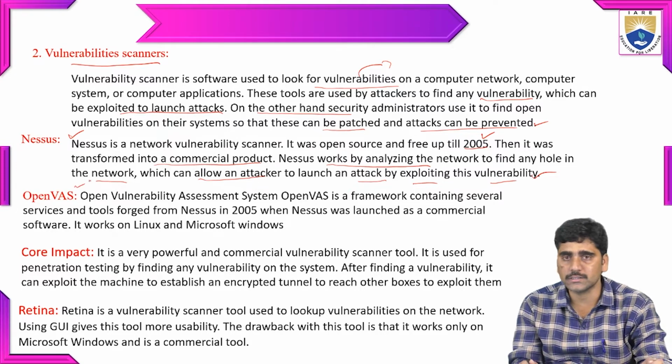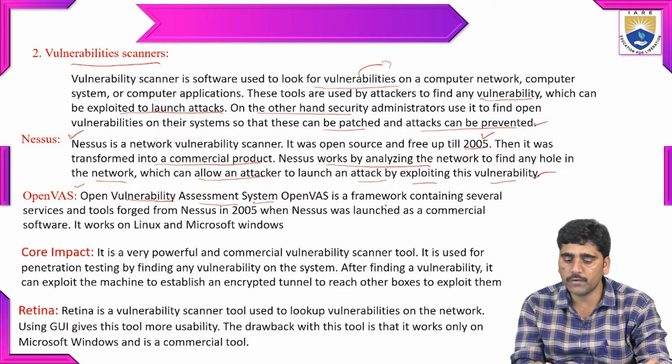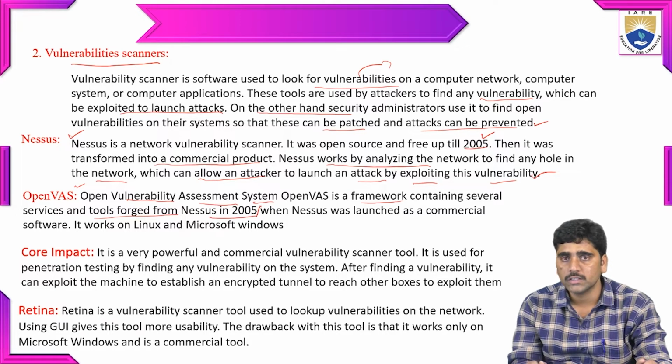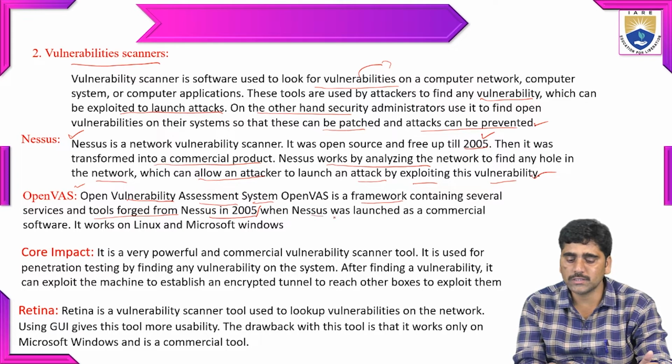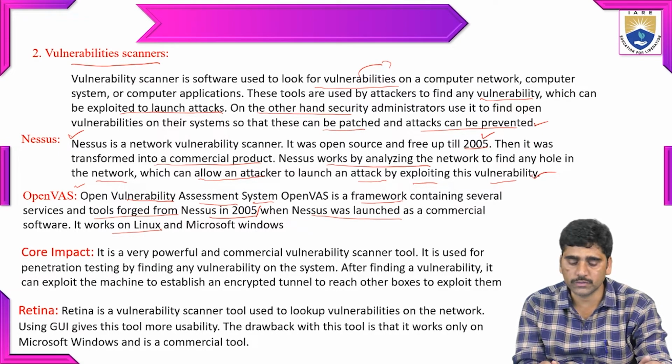And the next one, OpenVAS. VAS stands for Vulnerability Assessment System. So OpenVAS is a framework containing several services and tools, forked from Nessus in 2005. So after 2005, OpenVAS became an open product because it was forked from Nessus. When Nessus was launched as a commercial product, automatically OpenVAS became an open source product. And it works on both Linux and Windows operating systems.